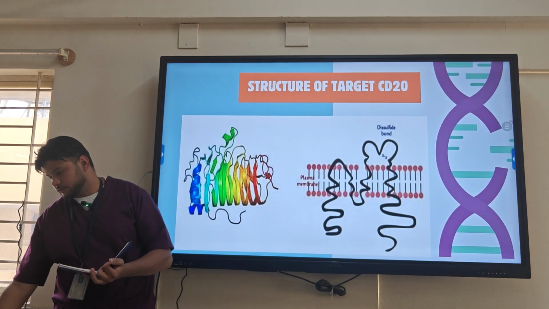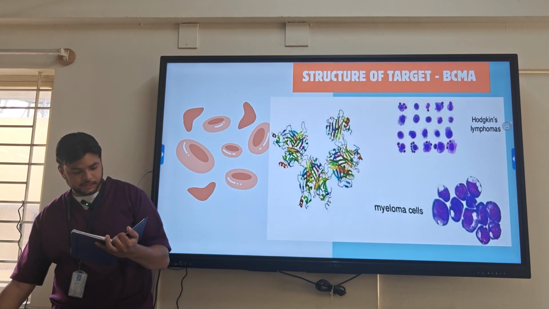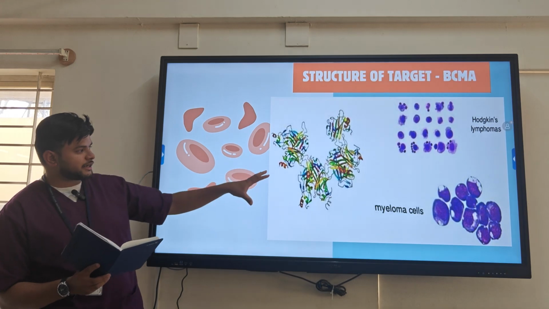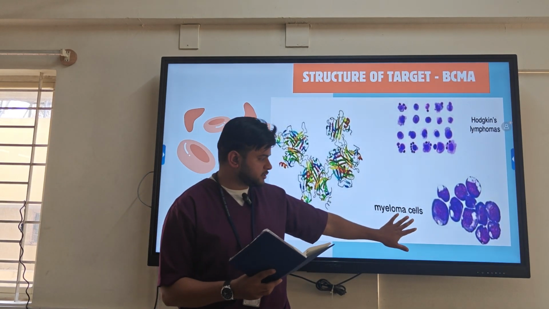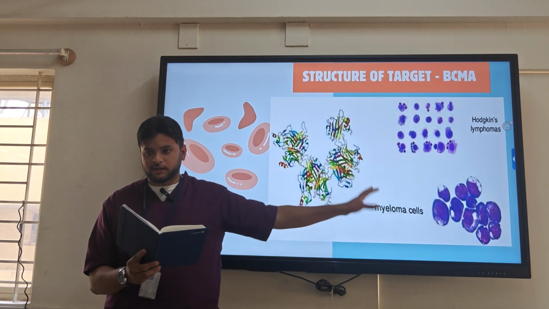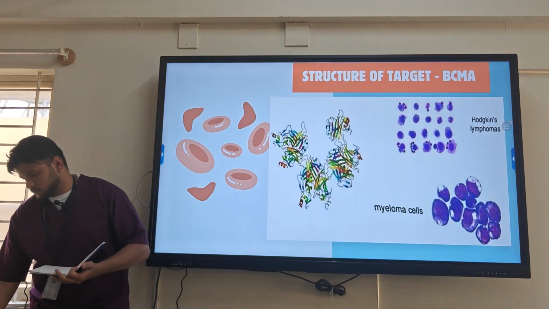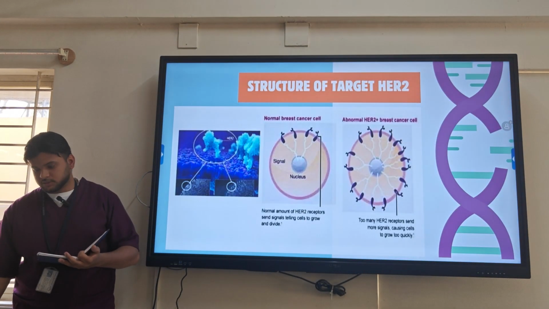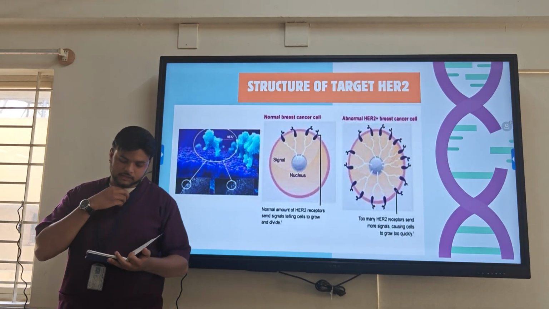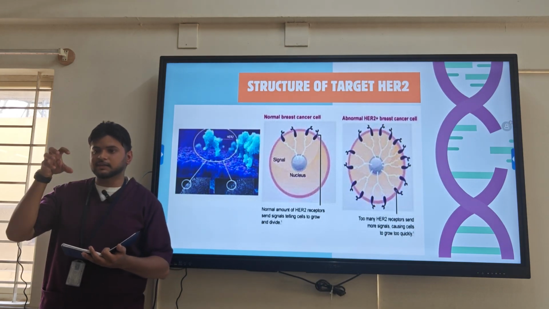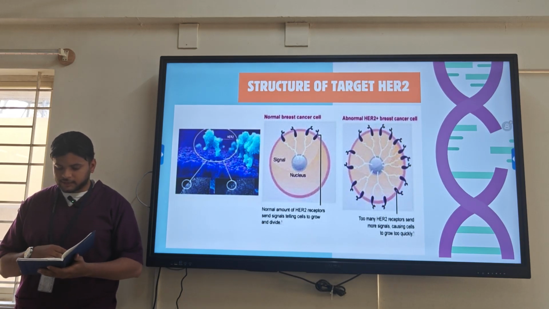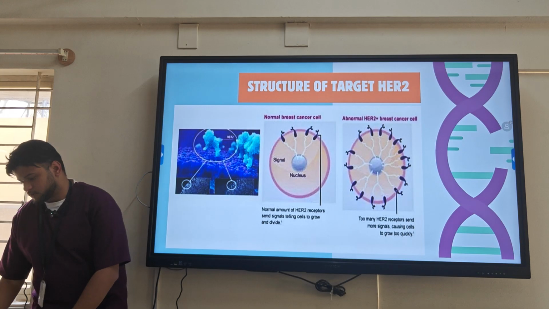Okay, and BCMA, as I said, the myeloma cells have this activation. These are myeloma cells. Okay, it has BCMA that gives a signal to the cells to attack them. The next is HER2. This is very common, we have come across it, right? Human epidermal growth factor receptor. These growth factors will be the signal to CAR T cells. It is highly expressed on the cancer cells, easy for CAR T cells to recognize and kill the cells.